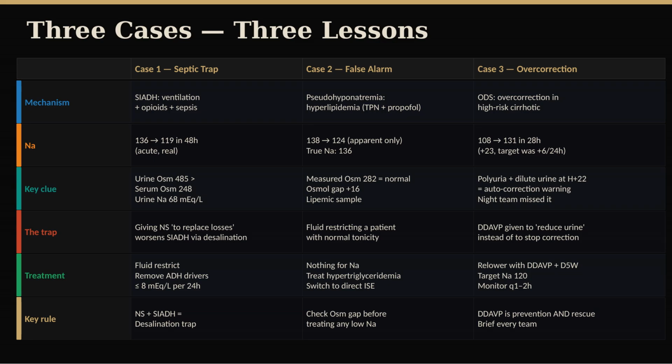And case 3, the overcorrection, ODS in a high-risk cirrhotic. Sodium shot from 108 to 131 in 28 hours. The clue, polyuria and dilute urine, signaling autocorrection, was missed by the night team. The trap was using desmopressin to chase urine output instead of to stop the rise. The rule, desmopressin is both prevention and rescue, and brief every single team. 3 mechanisms. 1 danger. Same box.